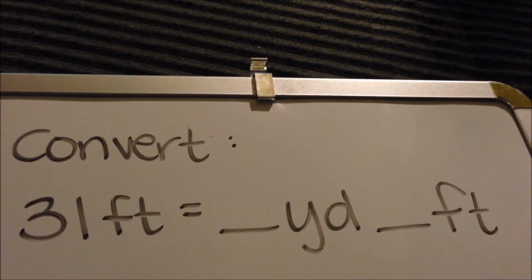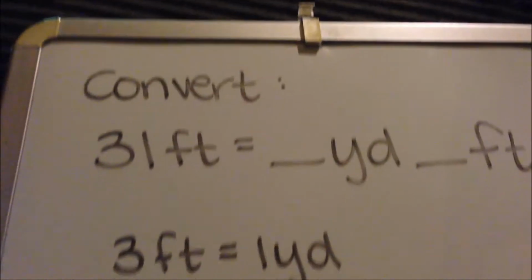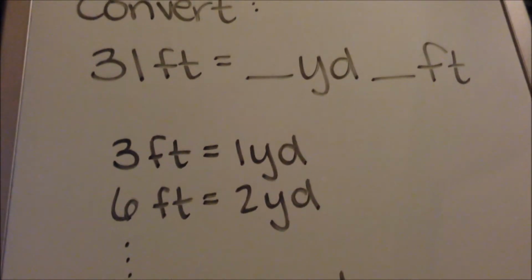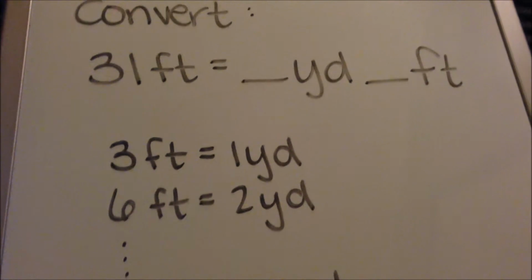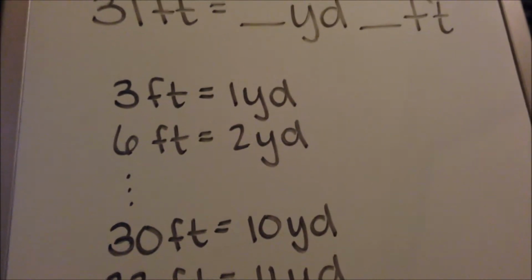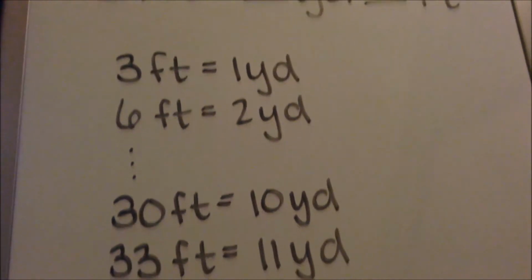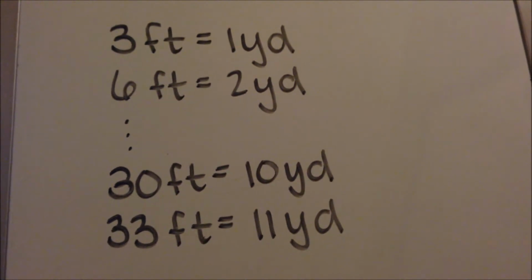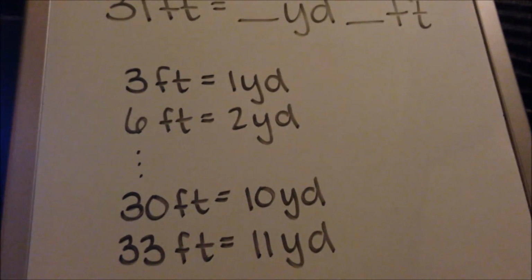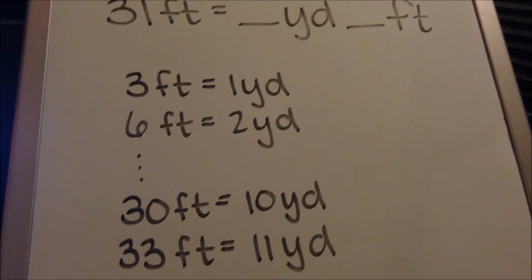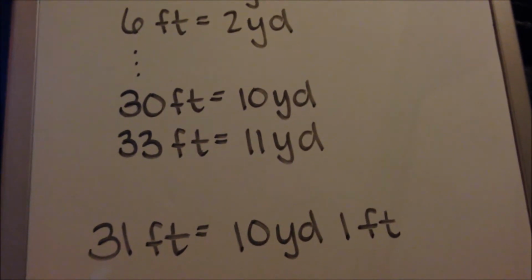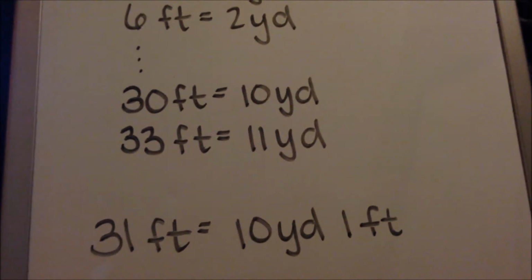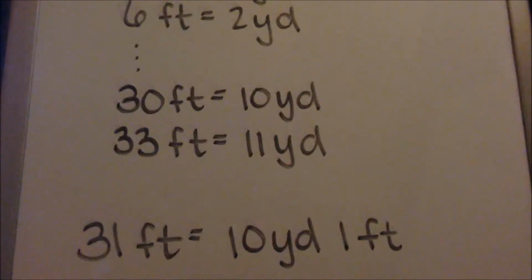Convert 31 feet to yards and feet. Let's do the same thing that we did in the previous problem. There are 3 feet in 1 yard, 6 feet in 2 yards, etc. Let's go down to 30 feet in 10 yards, 33 feet in 11 yards, and so on. So the most number of yards we can take from 31 feet are 10. So there are 10 yards in 31 feet, and we have 1 foot left over. So it converts to 10 yards, 1 foot.